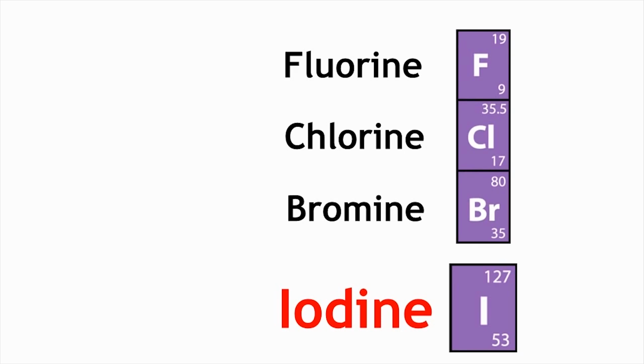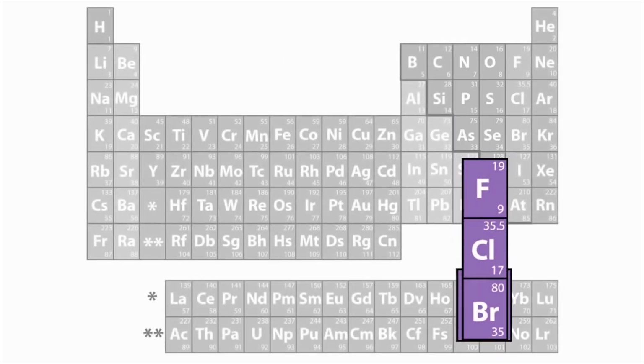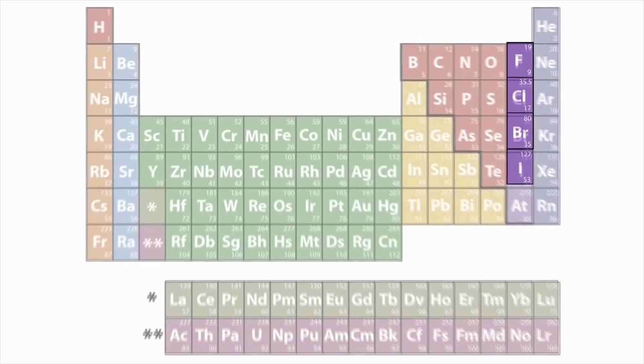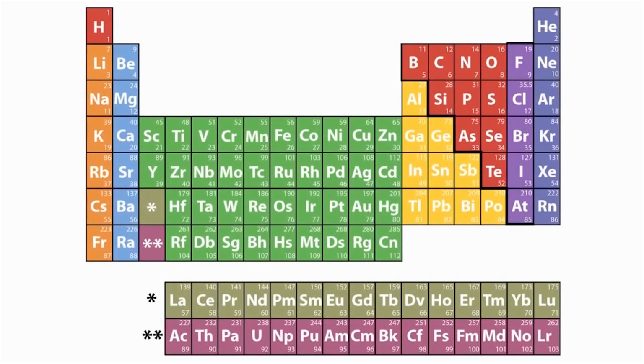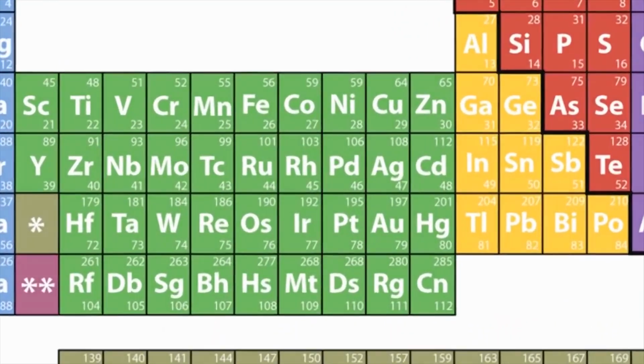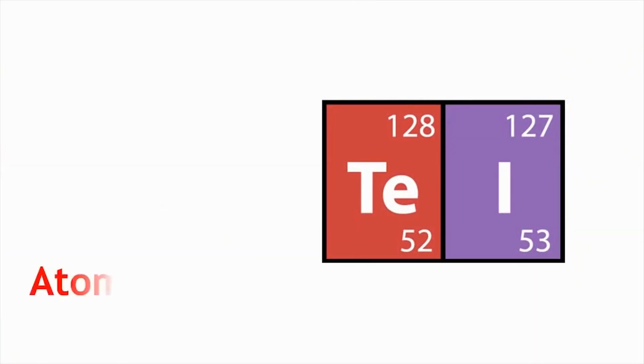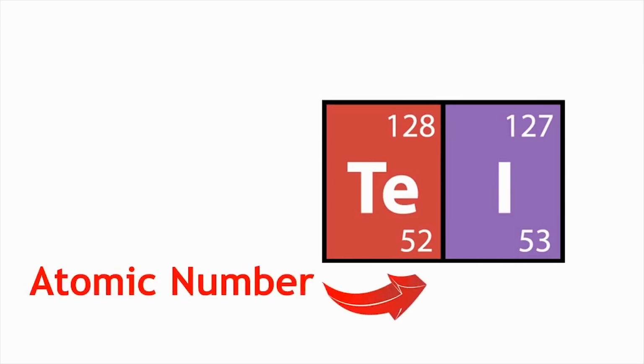In the modern periodic table, where the elements are ordered by their atomic number, tellurium, which has an atomic number of 52, would be put before iodine, which has an atomic number of 53. So, they fit into their correct positions without breaking any rules.